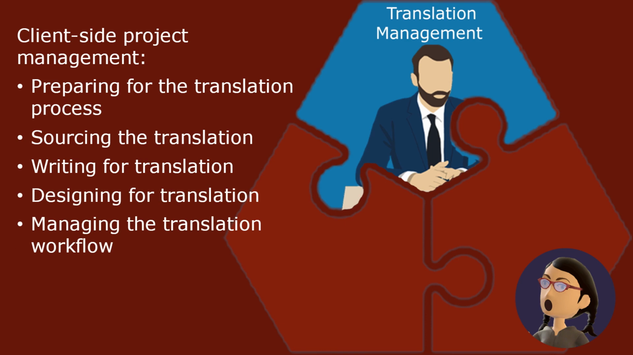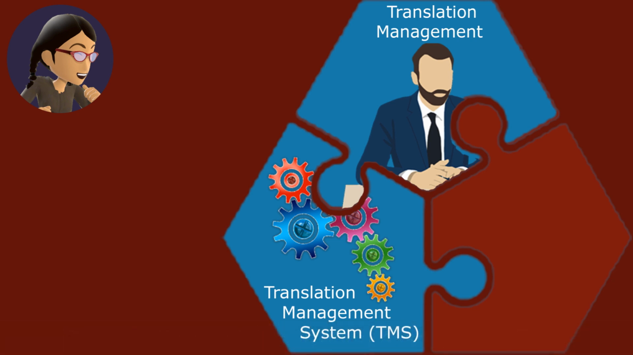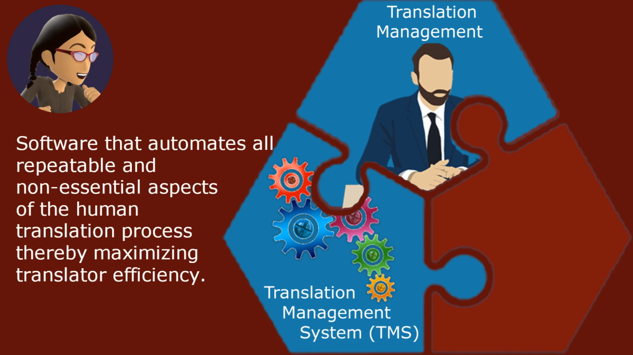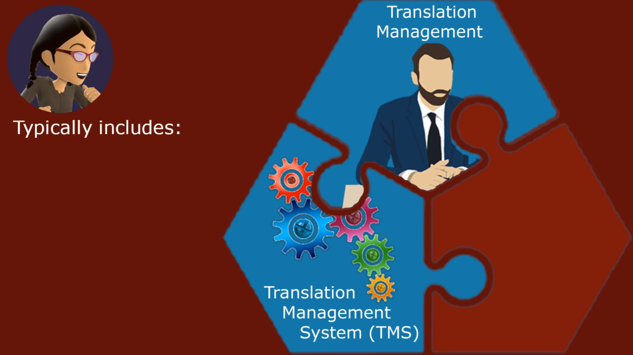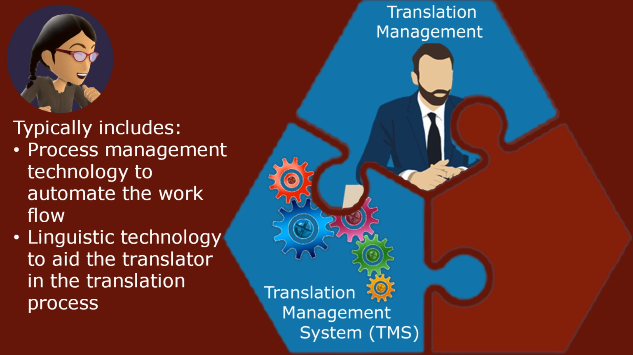workflow. According to the Globalization and Localization Association, GALA, a translation management system, TMS, refers to software that automates all repeatable and non-essential aspects of the human translation process, thereby maximizing translator efficiency. A translation management system typically includes both process management technology to automate the workflow and linguistic technology to aid the translator in the translation process.